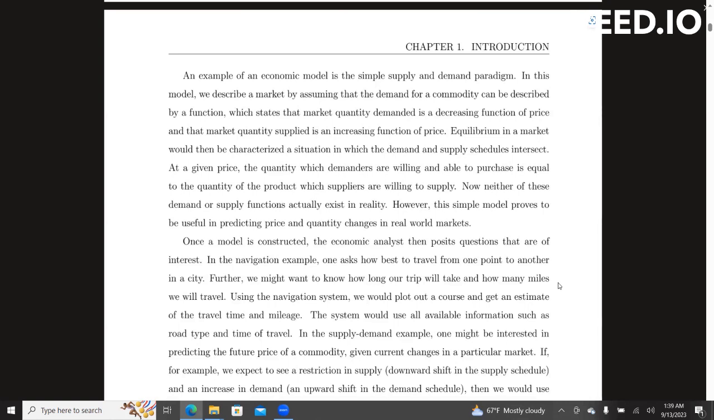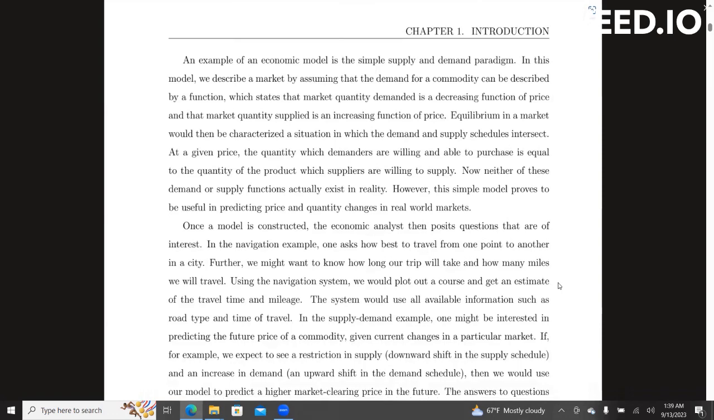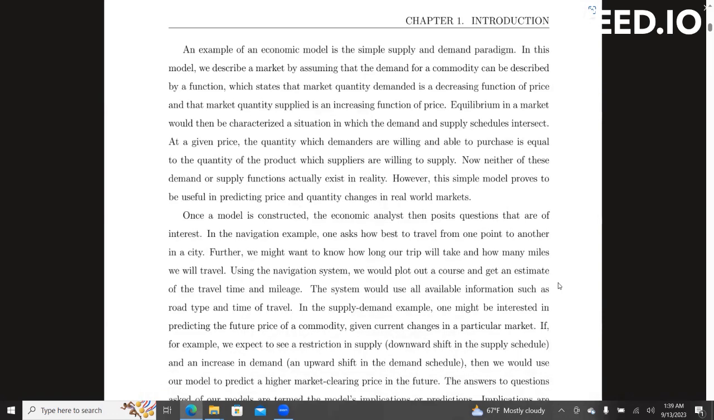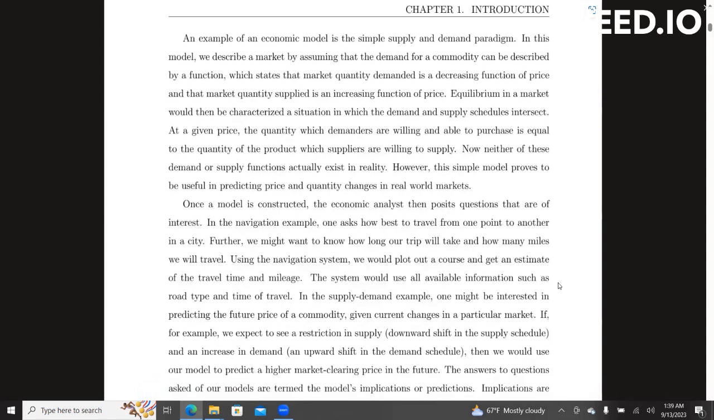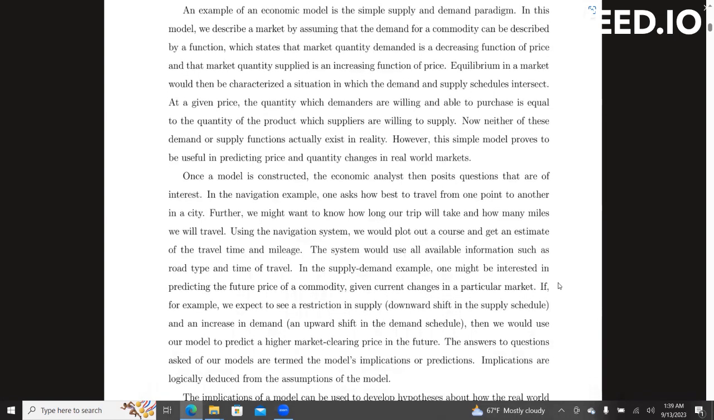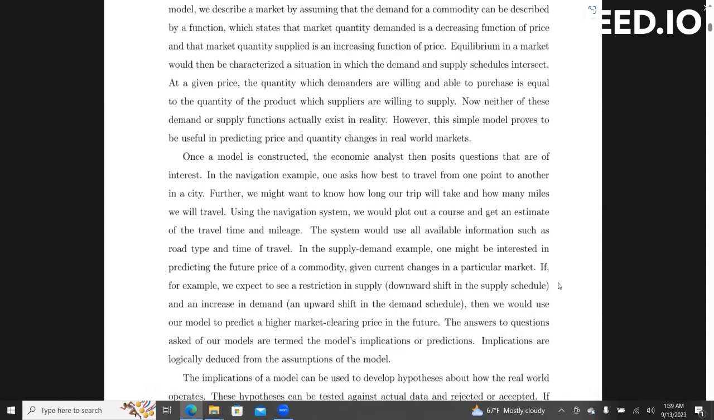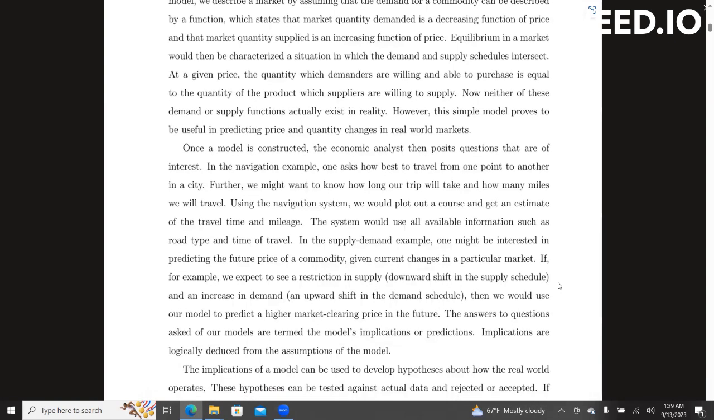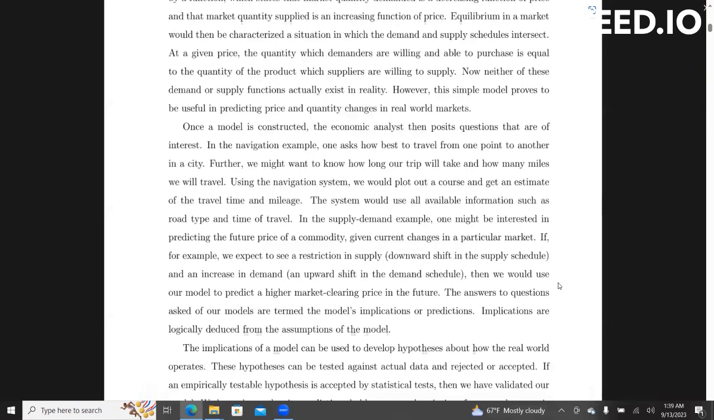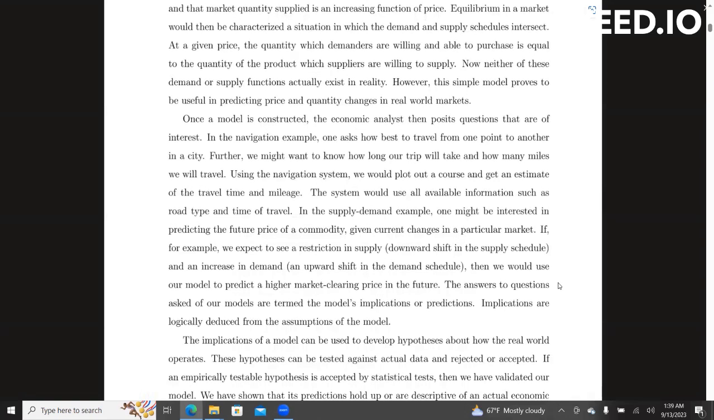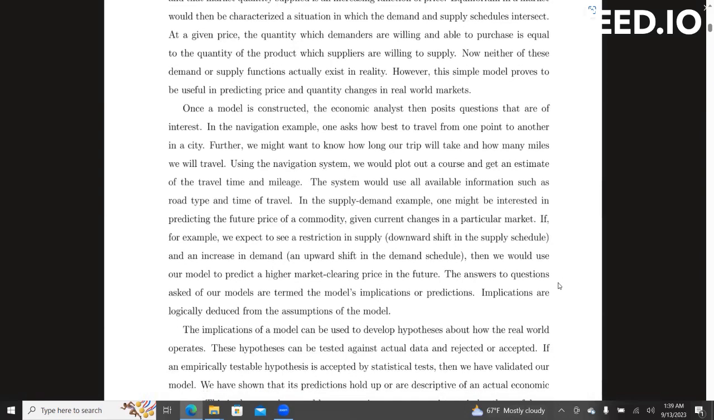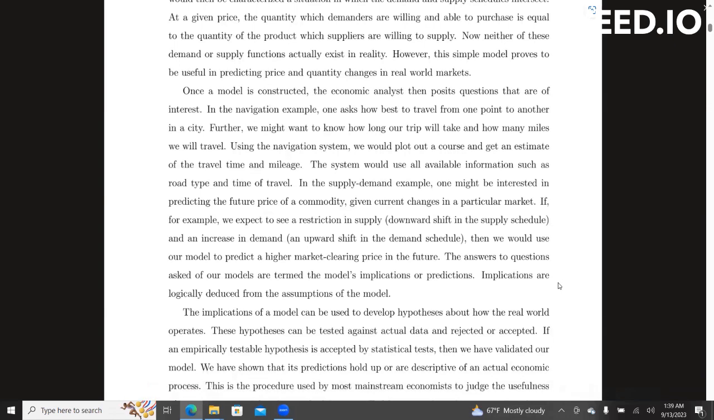So equilibrium in a market would then be characterized as a situation in which the demand and supply schedules intersect. At a given price, the quantity which demanders are willing and able to purchase is equal to the quantity of the product which suppliers are willing to supply. Now, neither of these demand or supply functions actually exist in reality. However, this simple model proves to be useful in predicting price and quantity changes in real-world markets.